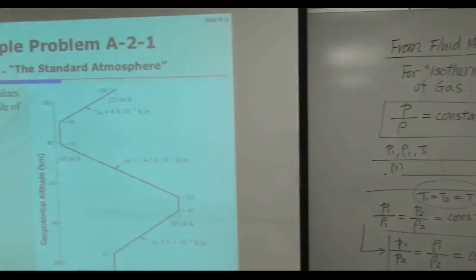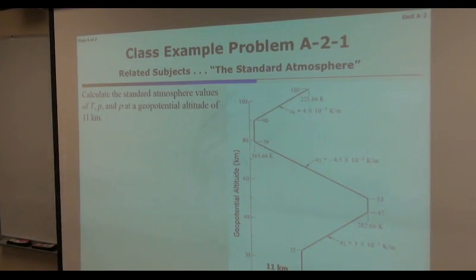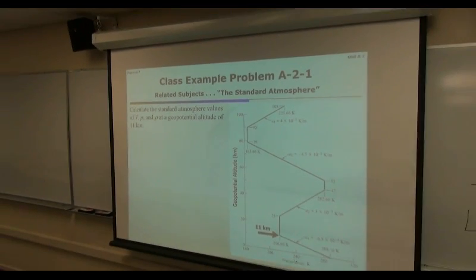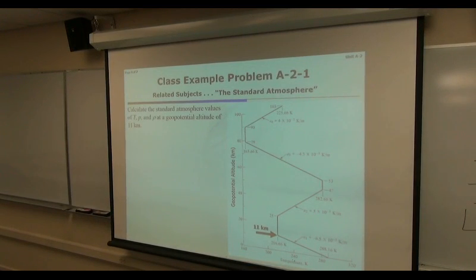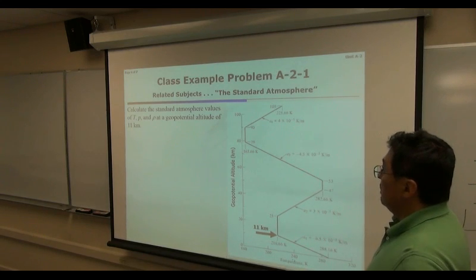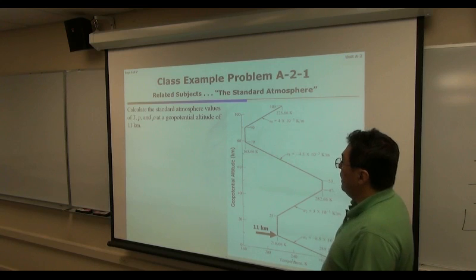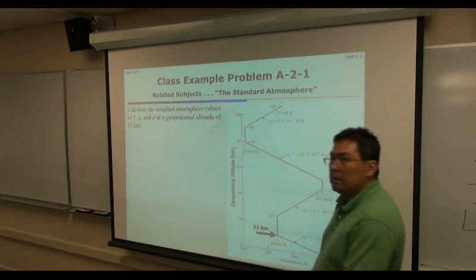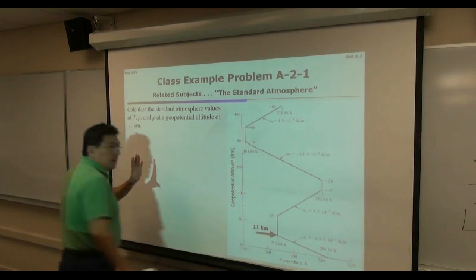Let's just take a look at examples. Let's apply those equations to find out atmospheric pressure values under the standard model. Using standard atmospheric model, let's do that. So let's move on to page 6. Let's take a look at the example problem here. Calculate the standard atmosphere values of temperature, pressure, density at a geopotential altitude of 11 kilometers, starting from sea level value, of course. Keep that in mind.